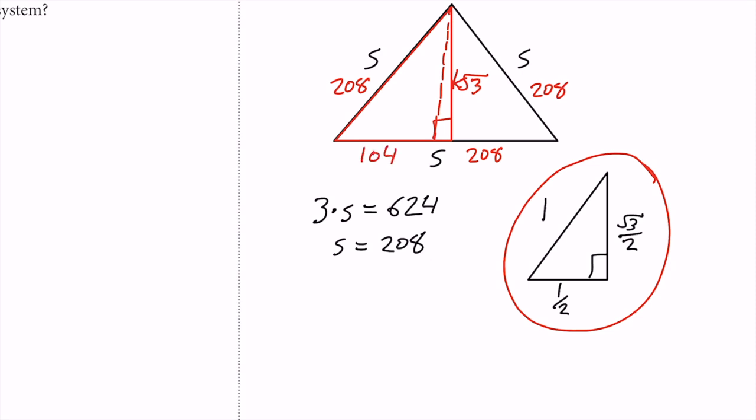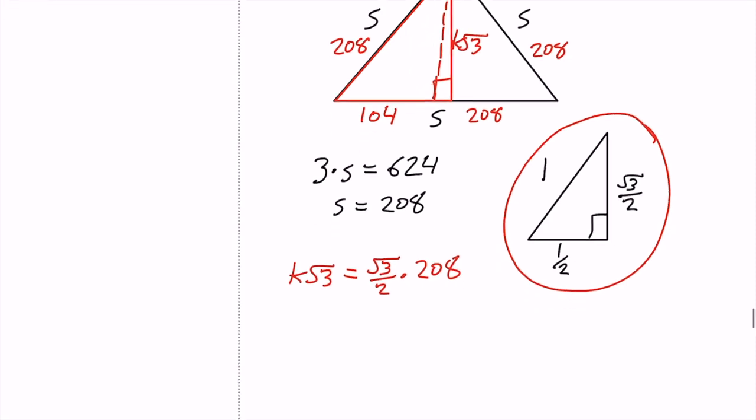And we know that k root 3 is going to equal root 3 over 2 times 208. And now what we can do, we notice right away, I'll use gray, we can cancel out the 208s, and then we're left with, I'll keep it in red, k equals 208 over 2 equals 104.